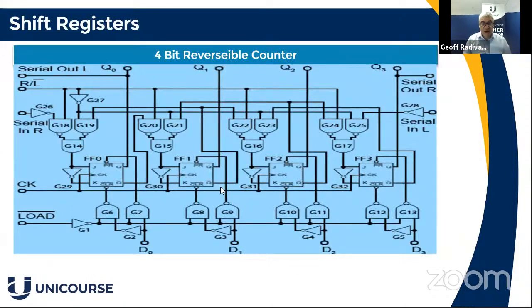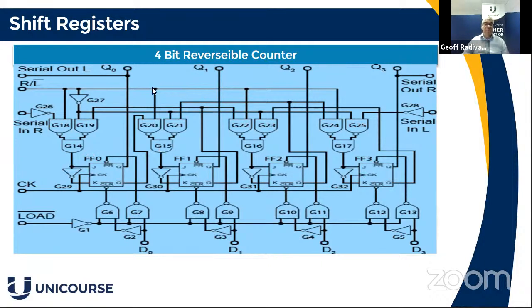Now, here we've got one, and as I say, it's quite a complicated one. I won't expect you to produce one like this within your assignment, but it's a 4-bit reversible counter. We can see we've got a load of NOT gates, the AND gates here, and not AND gates, but NAND gates. And we've got a series of JK flip-flops.